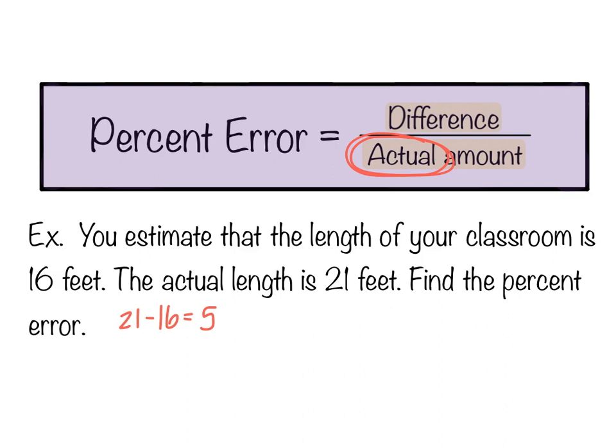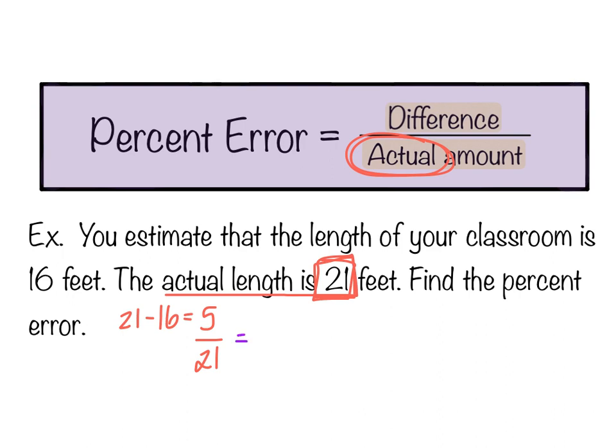That's the difference. Then, instead of putting it over 16, which is the original number, it says the actual length is 21. That's the number we want to put it over. So you have to pay attention and make sure you read. Other than that, everything else is the exact same.